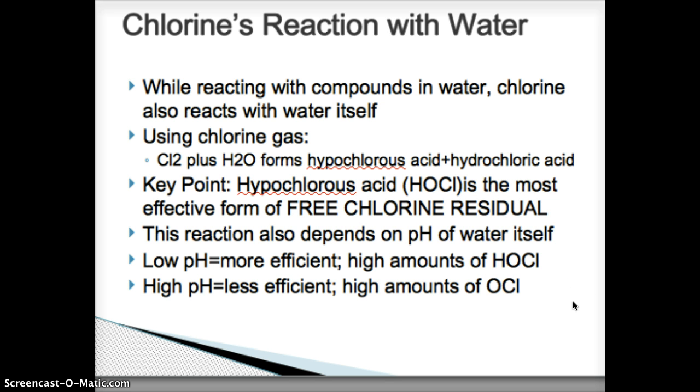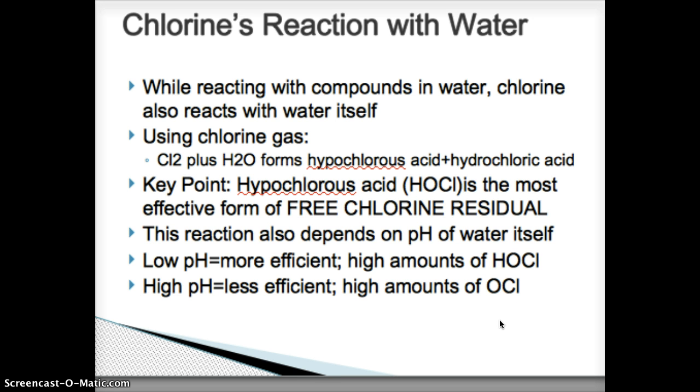This is what happens when chlorine gas reacts with water. It forms hypochlorous acid and hydrochloric acid. And here's the key point: the hypochlorous acid is the most effective form of free chlorine residual. You probably won't hear it called that all the time. You'll hear chlorine residual more frequently, but it is actually the hypochlorous acid that's formed in the chlorine and water reaction. So this reaction also depends on the pH of the water.